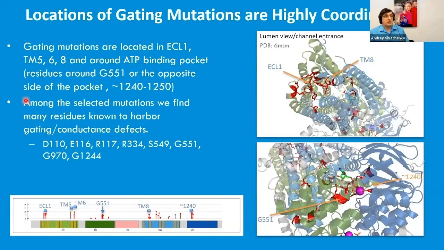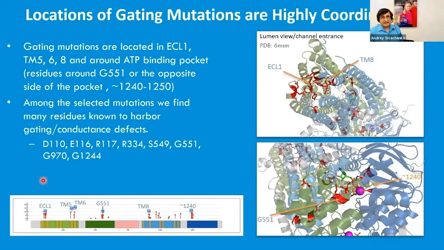right against it. And a separate group of variants is found around G551 residue, of course, as well as around residues 1240 through 1250 approximately. And again, in the fold, those guys literally come together, they group together around the ATP binding site.